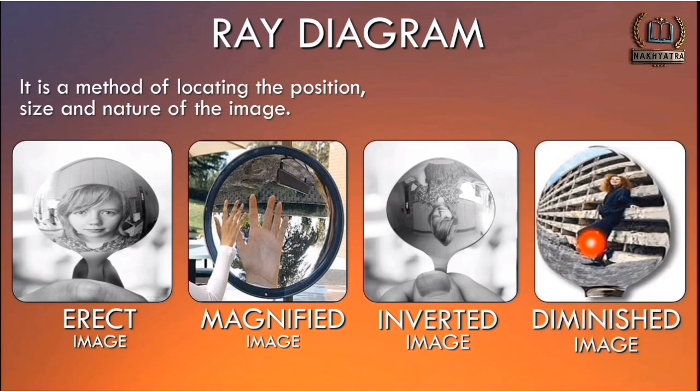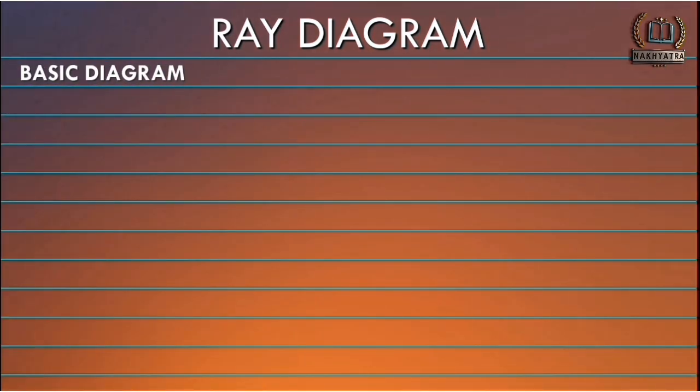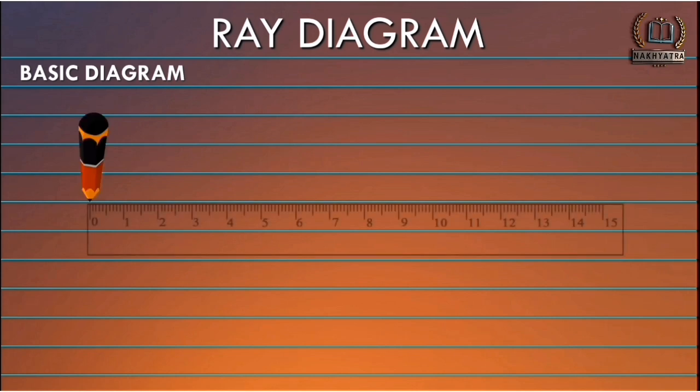Now see here, this is a diminished image. So a small image is known as diminished image. And this is the size of the image. So this erect image and inverted image, these are the nature of the image. And this magnified image and diminished image, these are the size of the image. Clear everyone? So এতিয়া ইমেজটোৰ পজিশন, সাইজ আৰু নেচাৰ আমি ray diagram method use কৰি উলিয়াব পাৰো. Okay, I hope everybody understood. Now let us see how to draw the basic ray diagram.